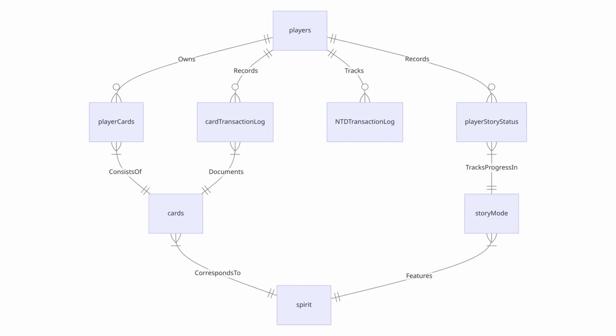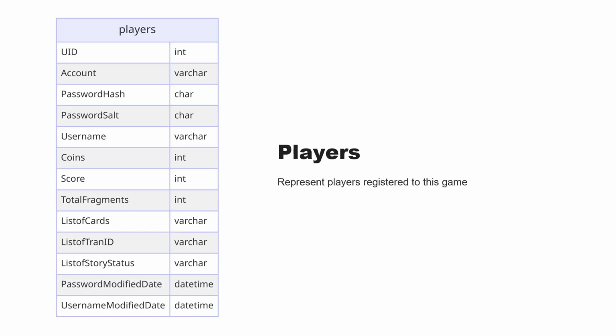Before we dive into the queries I've used, let me introduce the entity relationship diagram. This diagram outlines 8 different entities and their relationships. Firstly, we have the players entity, which stores information about registered players. Each player's password is securely hashed using SHA-256 and then encoded in base 64.